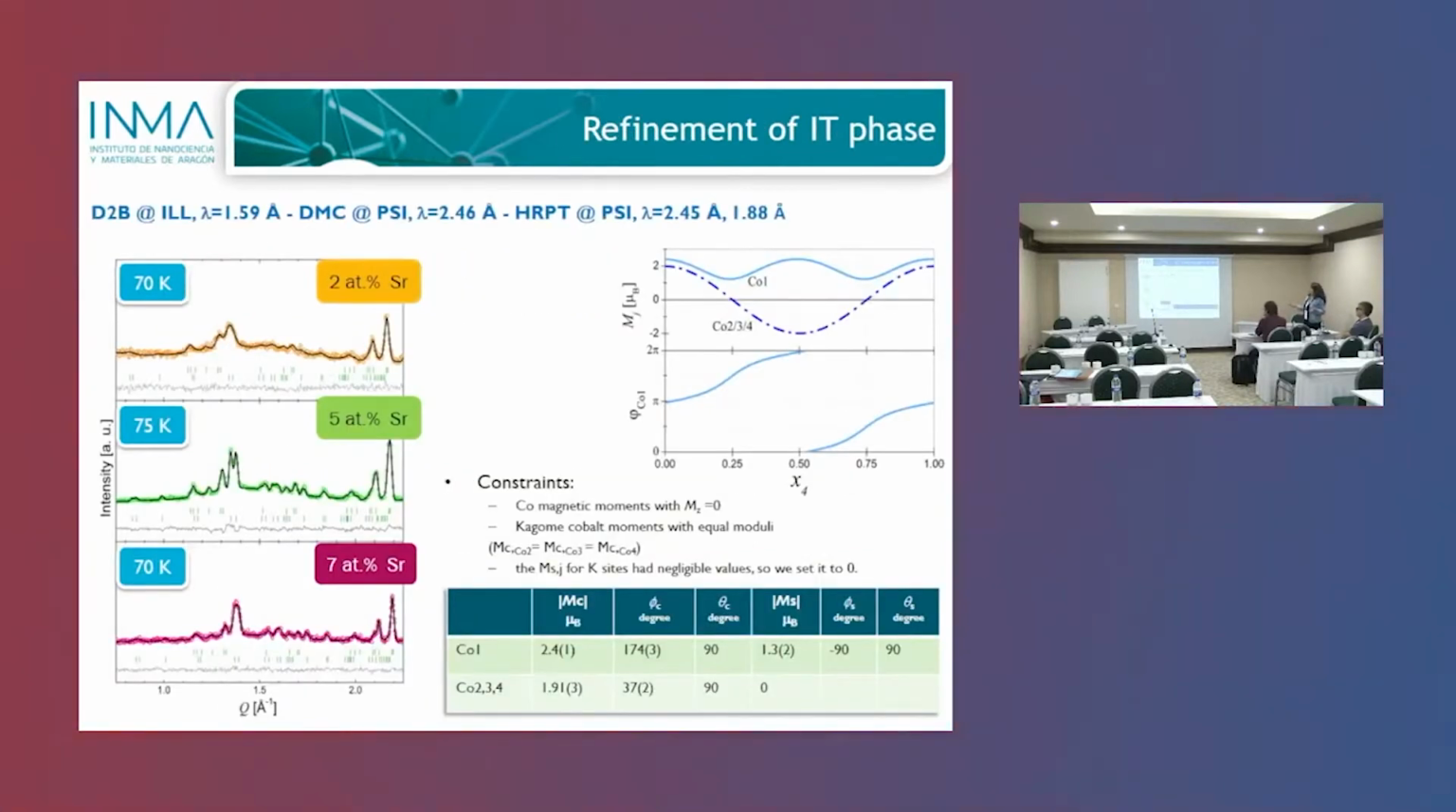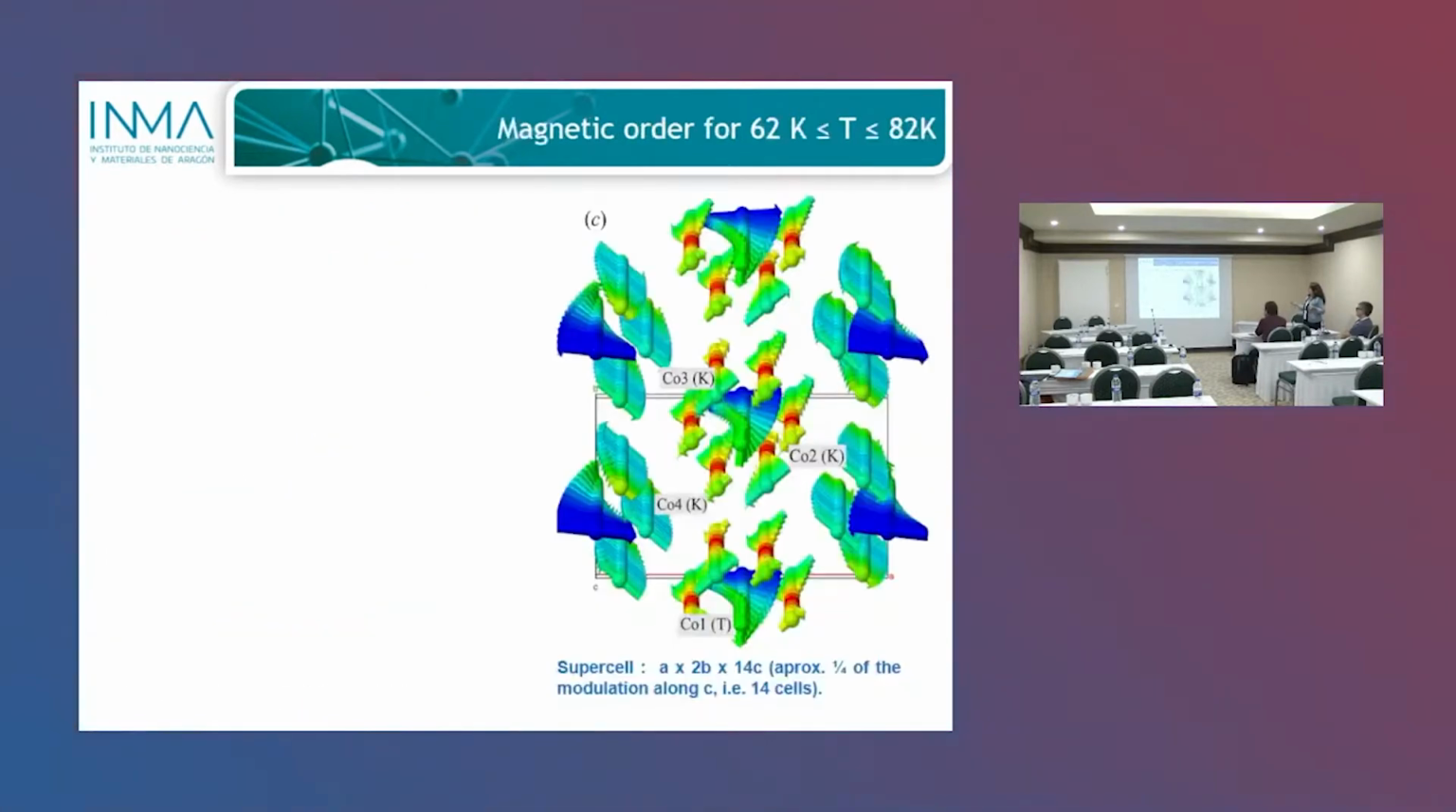Let me show you. This is the modulation of the magnetic moments at each site, and you will see that in the triangular sites, you have not only a modulation of the strength of the magnetic moments, but also a helical rotation of the moments. And at the kagome sites, you only have a modulation of the amplitude of these magnetic moments. So this is quite a complex structure, but it is not so surprising because of the strong frustration that this lattice presents.